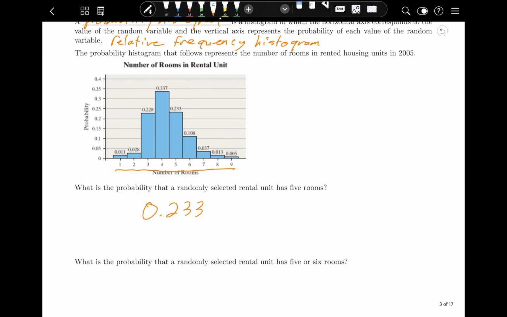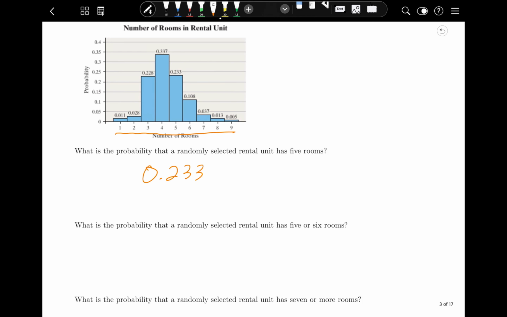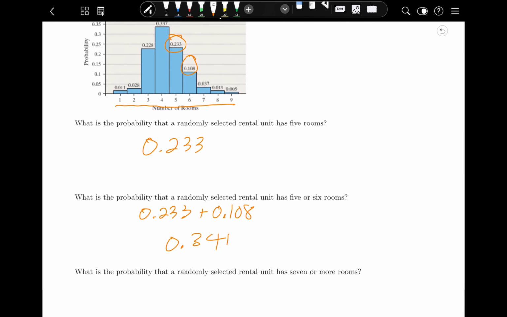What is the probability that a randomly selected rental unit has 5 or 6 rooms? Here's where we can start using some of our rules of probability. The probability of 5 or 6 rooms really just means we want to add 5 and 6. So 0.233 plus 0.108, and for that one, we're going to get 0.341 when we add those two together.